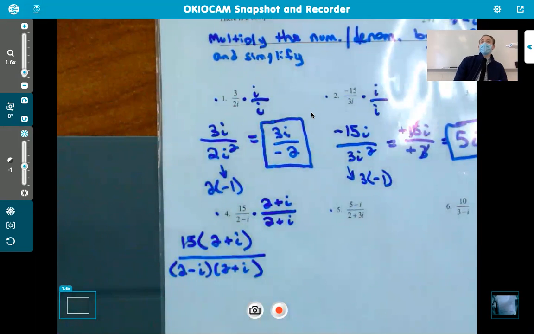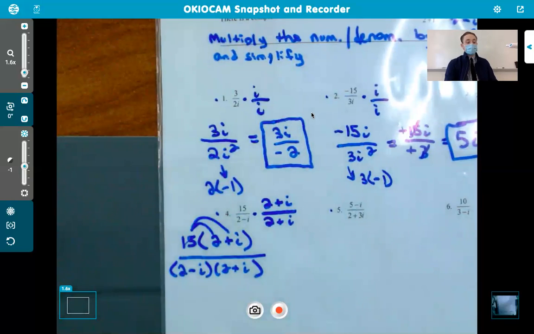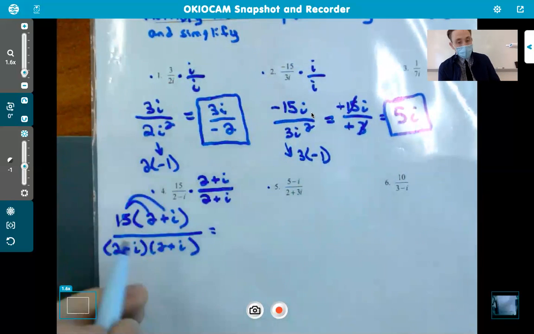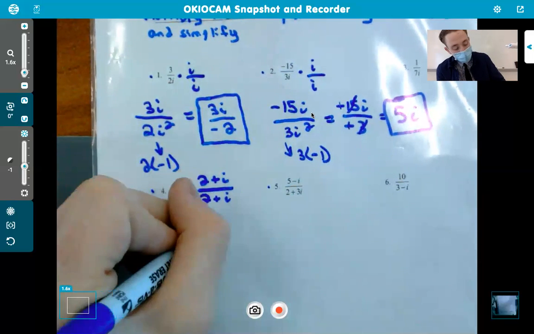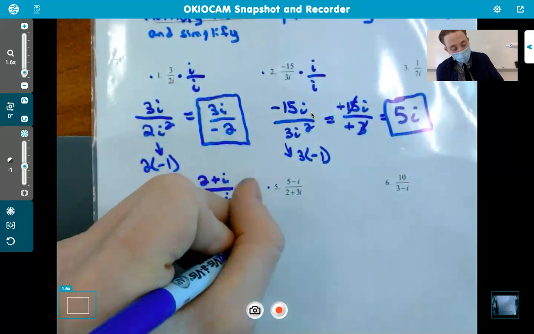Because now, hopefully, you're able to see what you might have to do in both the top and bottom, right? In the numerator, I have that 15 times that complex number. I'm going to distribute. And my suggestion to you would be to take everything step by step. Don't try to do too much at once. Okay. Well, when I distribute, 15 times 2 is 30. 15 times i is 15i.